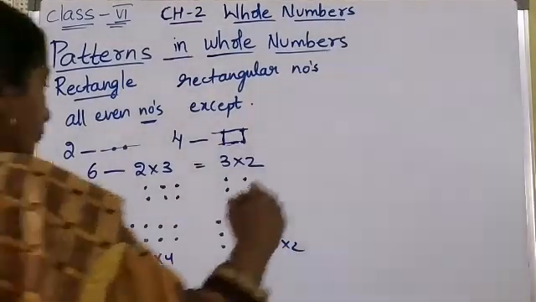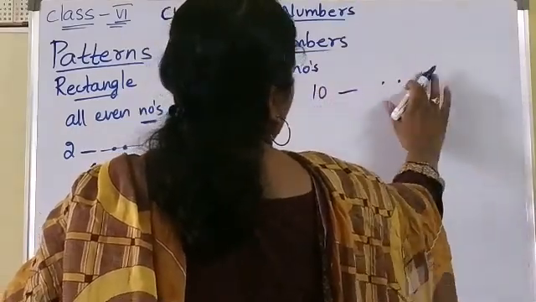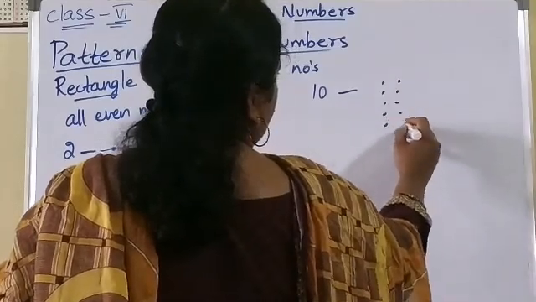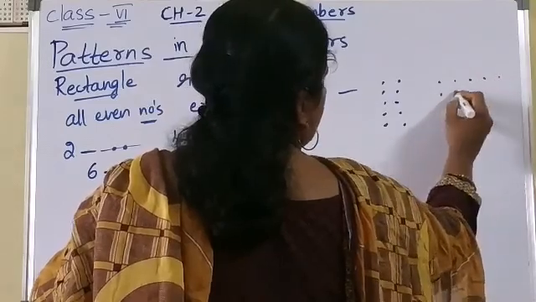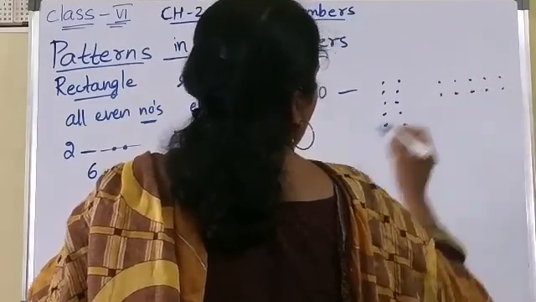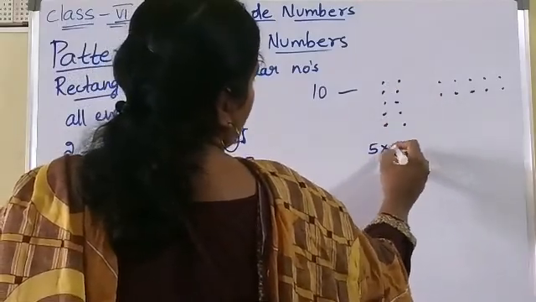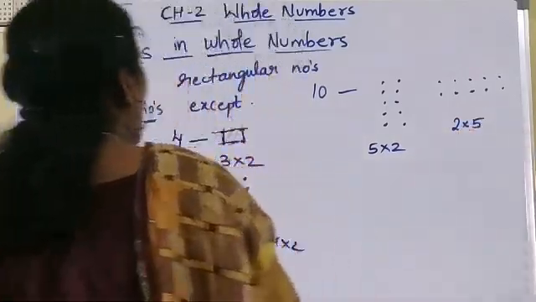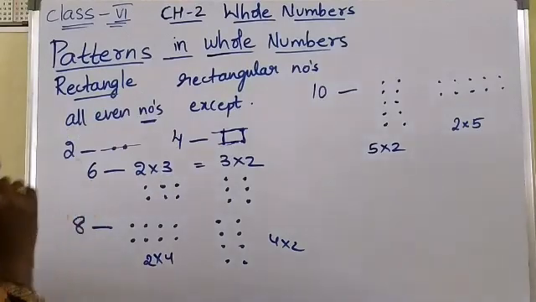Similarly, you can write 10. 1, 2, 3, 4, 5, 6, 7, 8, 9, 10. Or you can represent it as 1, 2, 3, 4, 5, 6, 7, 8, 9, 10. Right? Now, in this figure, how many rows are there? 5 rows and 2 columns. In this one, 2 rows and 5 columns. So all even numbers except 2 can be represented as a rectangle.